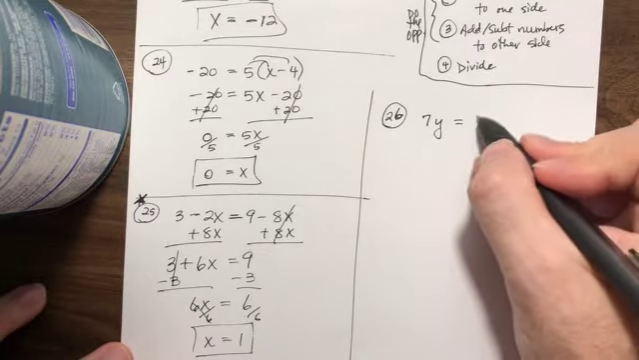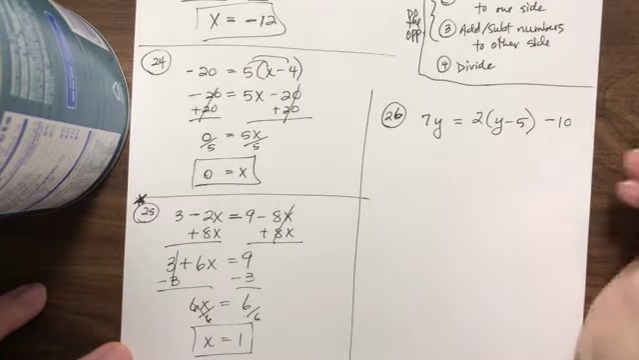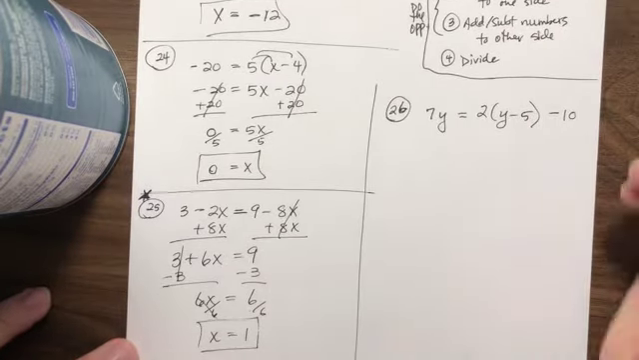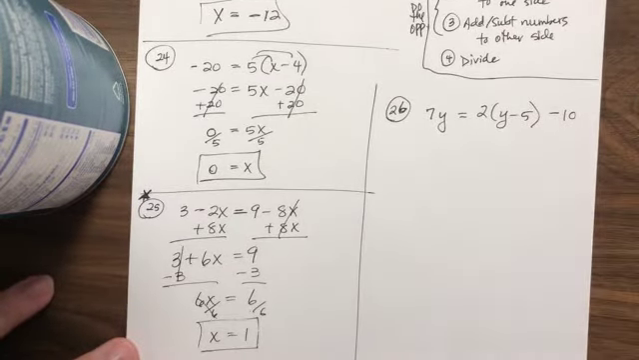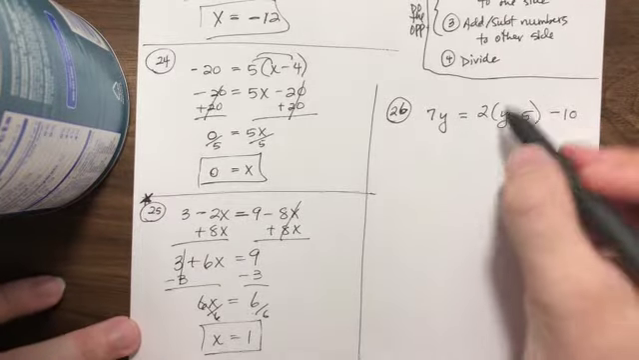26, we have 7y equal to 2, parentheses, y minus 5, and then minus 10. So this one, I think number 30, I'm going to star that one. Let me look. Yeah, I'm going to star number 30. So this one is just a little bit of practice, you know.